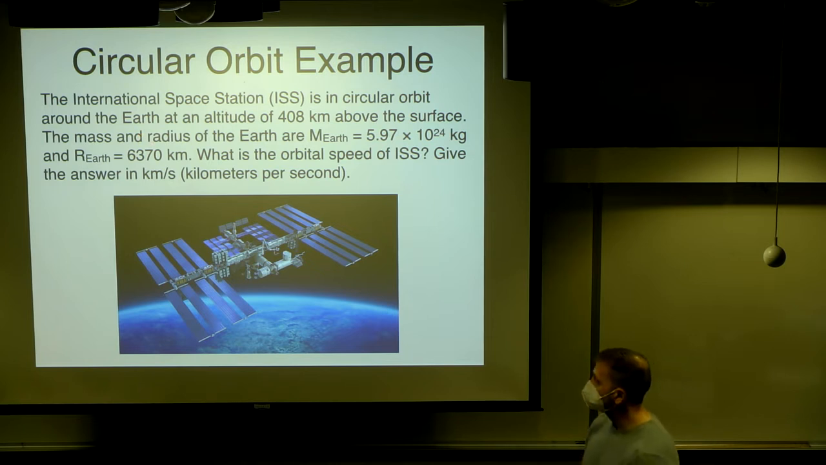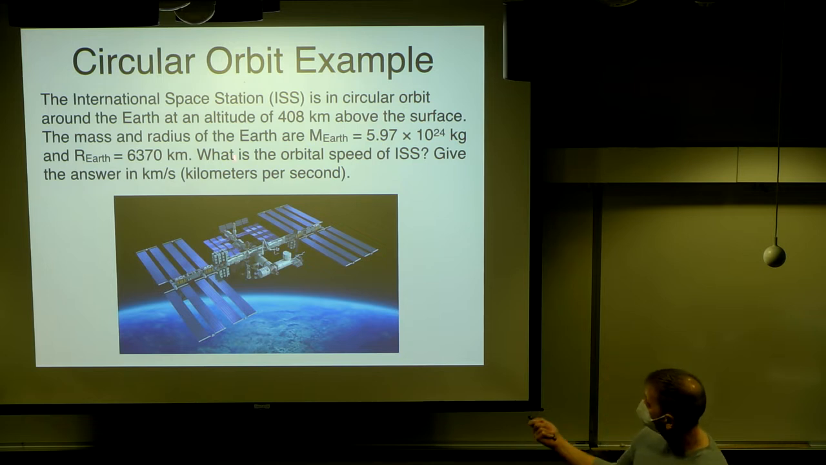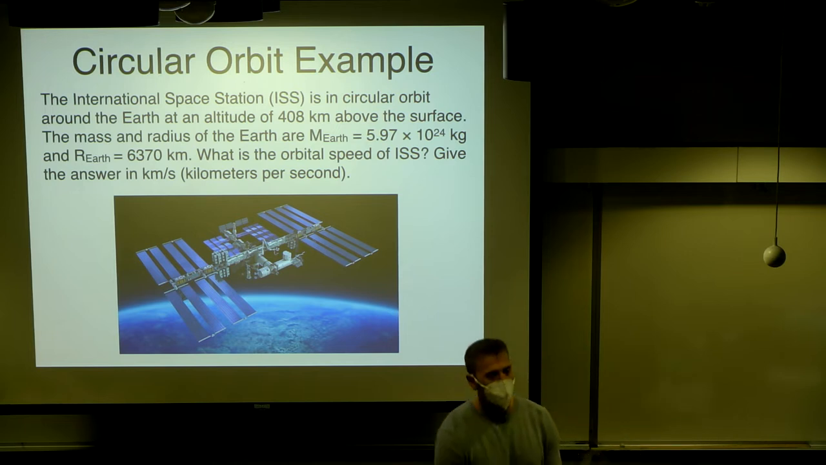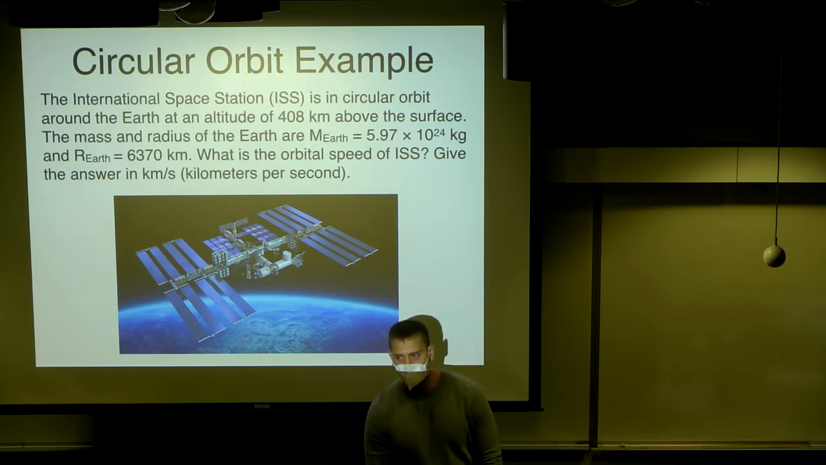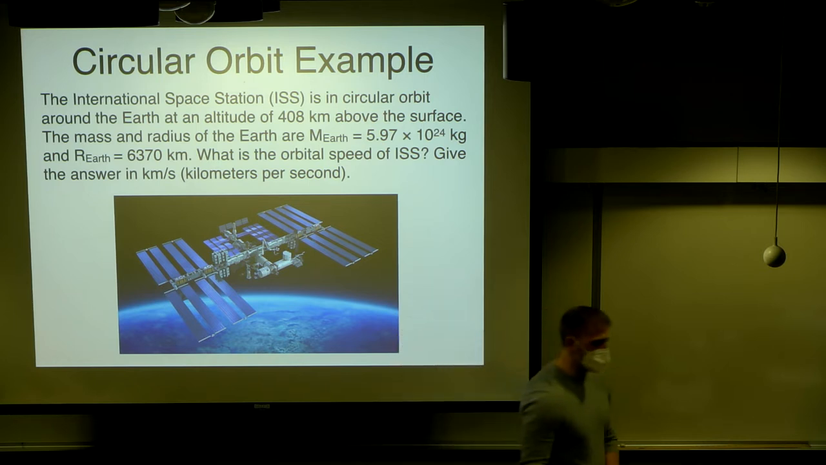Okay, so we're going to do a few things. We're first going to find the orbital speed of the ISS. And then on the next slide, I'll give you a follow-up question. Okay, so we're going to find the orbital speed. All right, let's get to that. So I'm going to draw a picture. Any kind of circular orbit problem should start with this type of picture, okay?